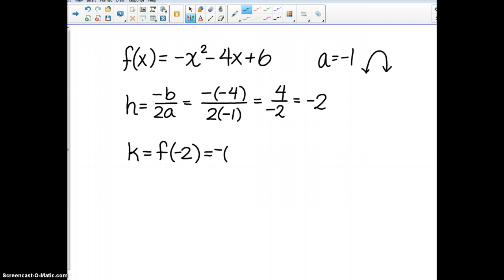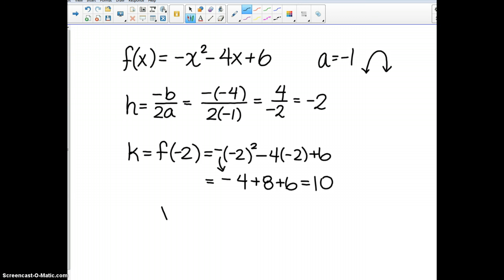So the negative in front of the x squared stays. Negative 2 quantity squared minus 4 times negative 2 plus 6. Squaring negative 2 gets positive 4, but this negative sign from out in front gets brought down. Plus 8 plus 6, which is equal to 10. That means the vertex of this parabola is going to be at negative 2, positive 10.